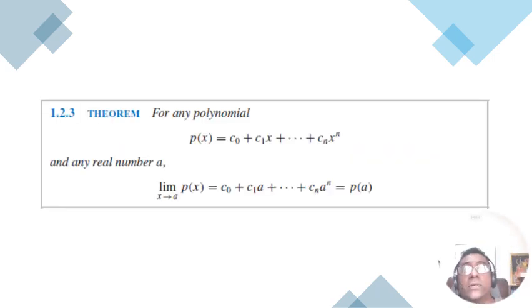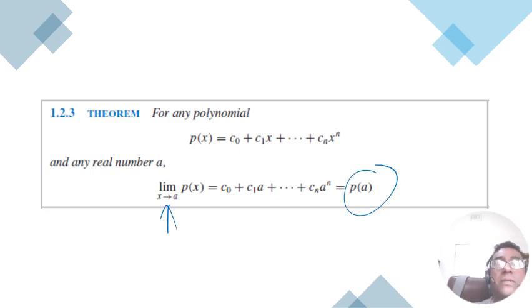So for any polynomial of this form of nth order, and if you want the limit as x approaches a, then we just say that it's actually equal to p of a. And the reason for that, it takes on every value of x in that interval from minus infinity to plus infinity. So you shouldn't have any problems with any polynomial functions because they are well behaved, smooth, and continuous.